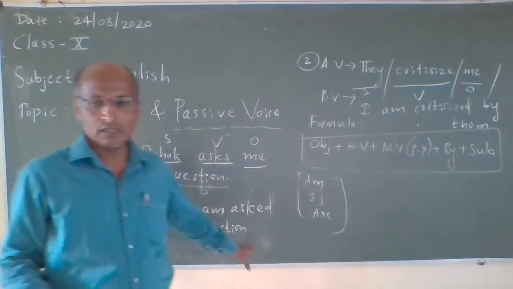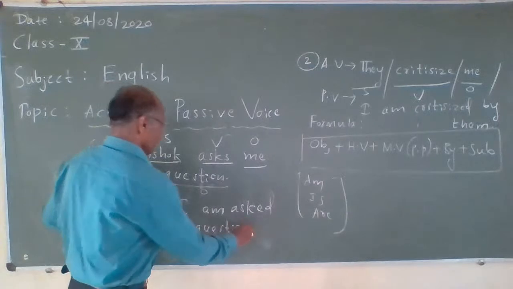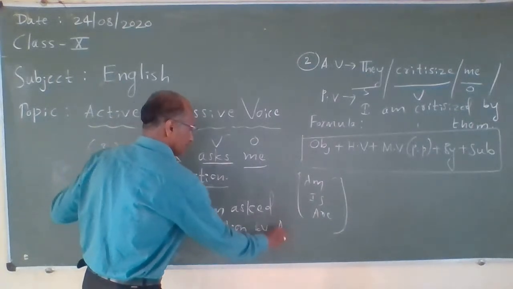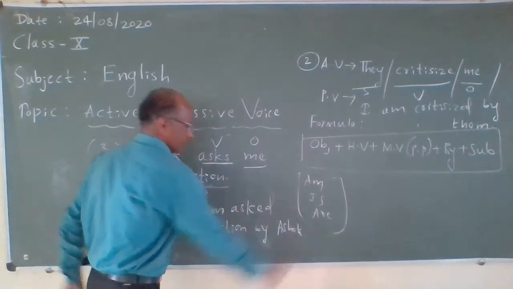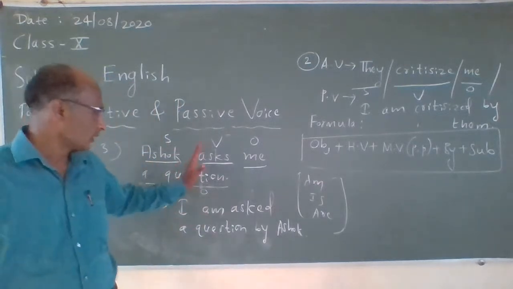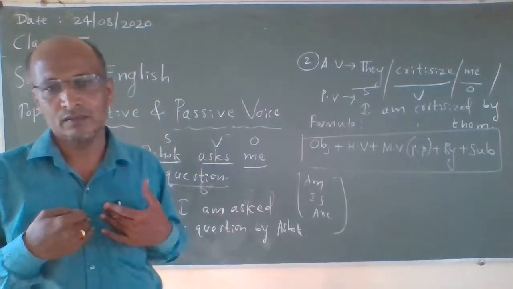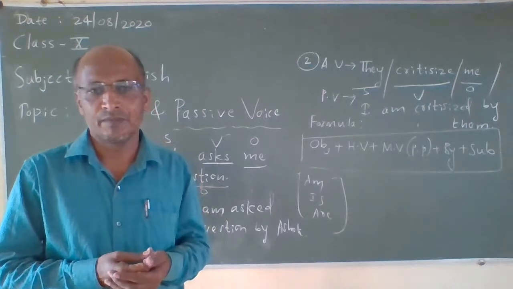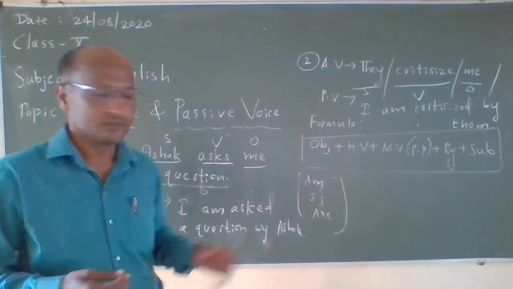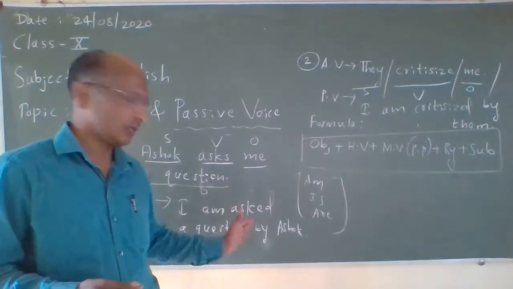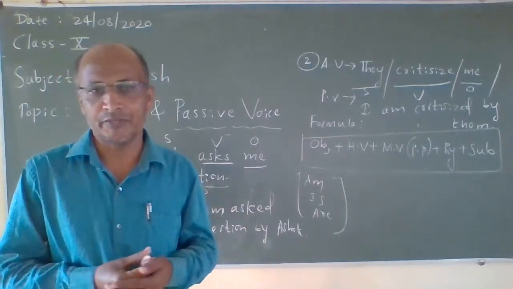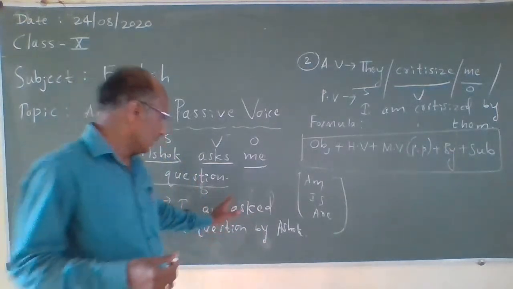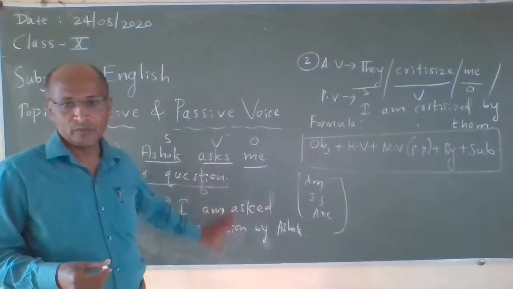I am asked a question by Ashok. Right? Ashok asked me a question. This is active voice. The passive voice of this sentence is: I am asked a question by Ashok. This is passive voice.